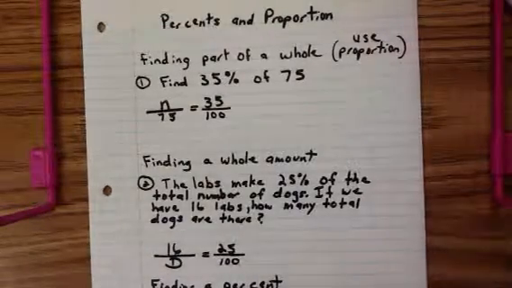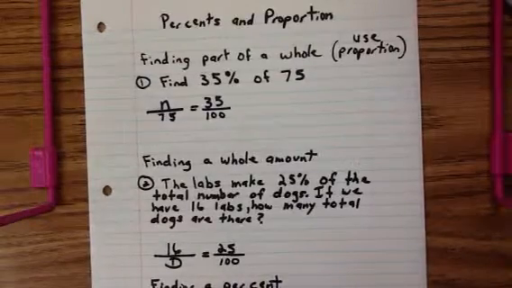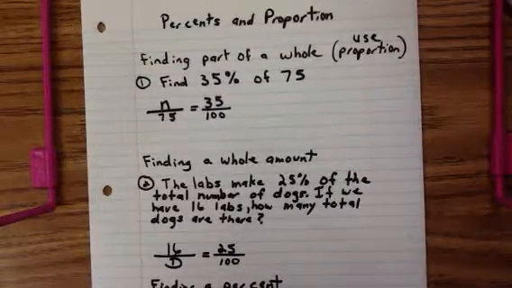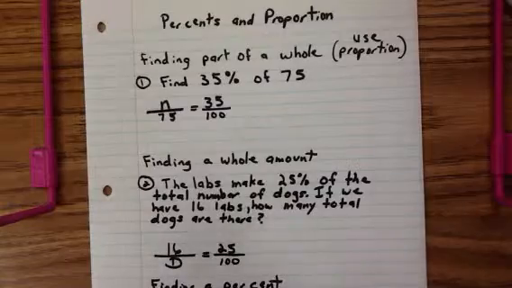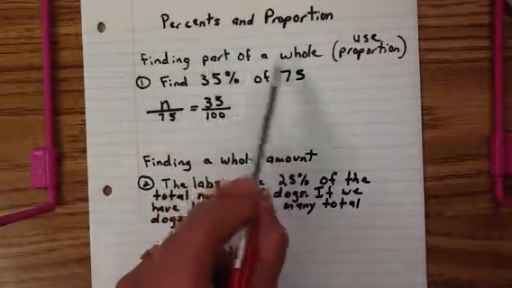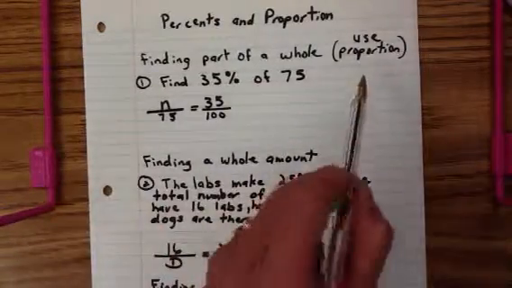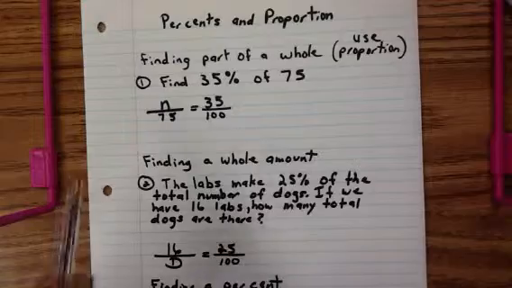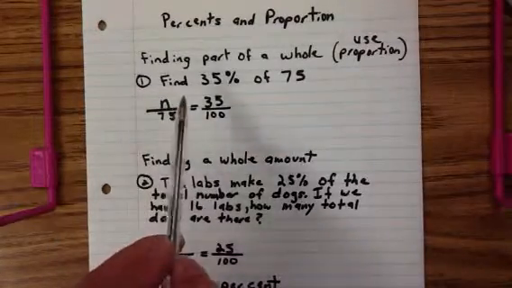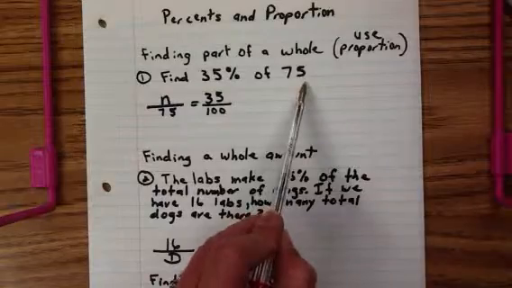Okay, today we're going to be looking at percents and using proportion to solve percent problems. So let's get started. First of all, we're going to practice finding part of a whole. And here's an example problem. And as I said, we'll use proportion for solving this. So number one, find 35% of 75.